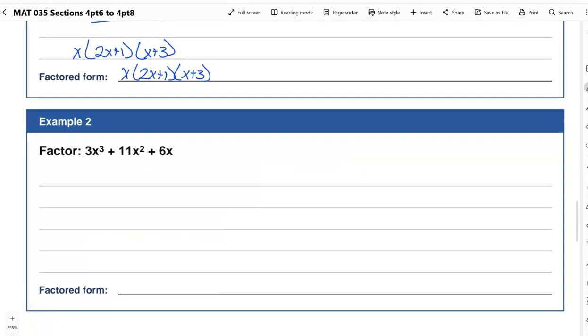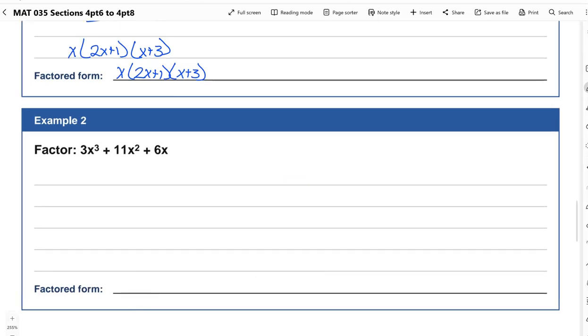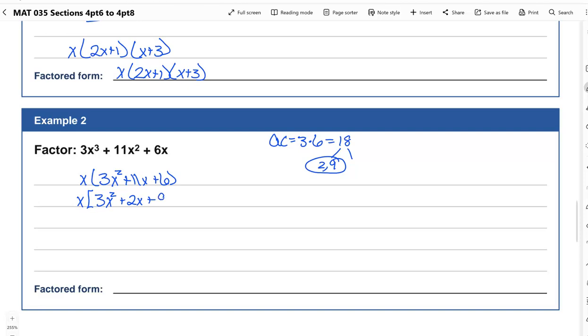In our last example, we have 3x cubed plus 11x squared plus 6x. Everything has an x in common. I'm going to factor it out, leaving me with 3x squared plus 11x plus 6. Again, AC method. It's going to be 3 times 6, which is 18. Thinking about combinations, 2 and 9 come to mind. And that's going to be our winning one because we want to add to 11. So I'm rewriting that 11x as 2x plus 9x.